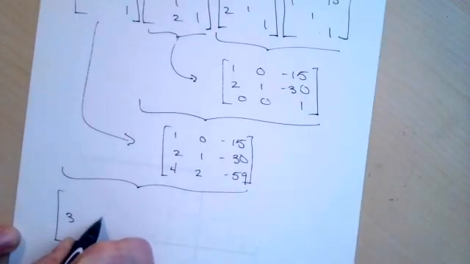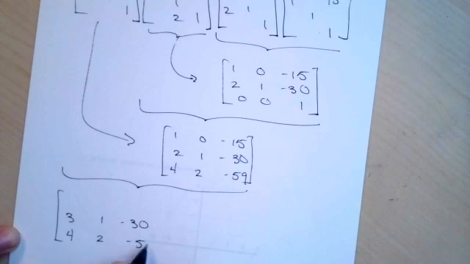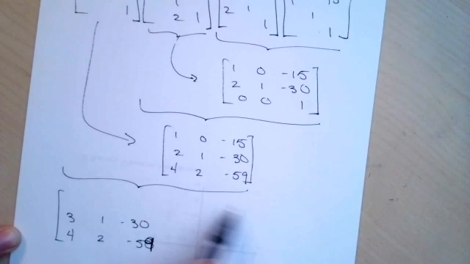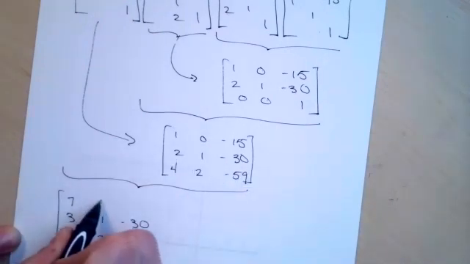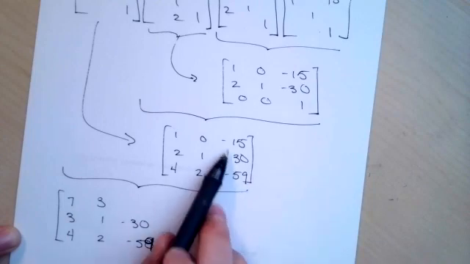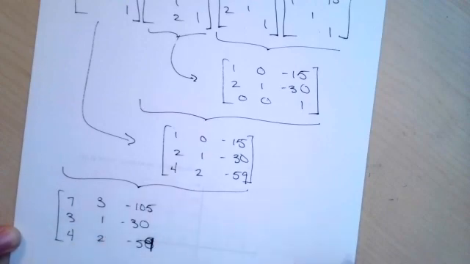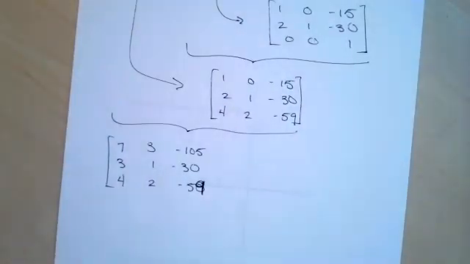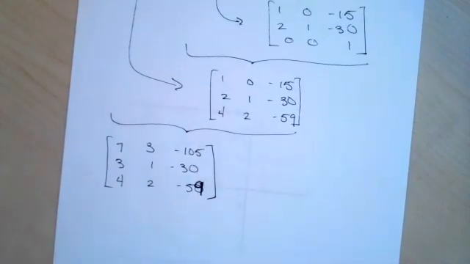So 2, 1, minus 30, 4, 2, negative 59. And then we want 3 times this plus row 1. So that'll give us a 7 here, a 3 here. And then that'll give us 90 plus 15 is 105. And this was a 59.